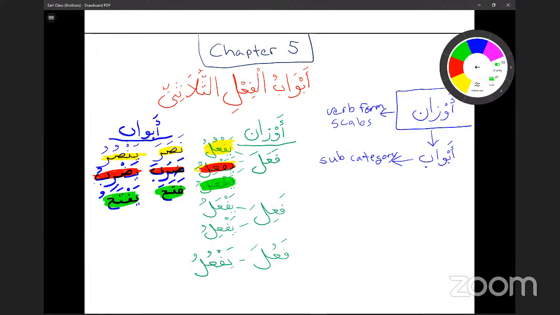Let's do فعل يفعل. So now we have a kasra on the ayn in the madi, فعل يفعل. Whenever a word goes into that bab, it is called علم يعلم.